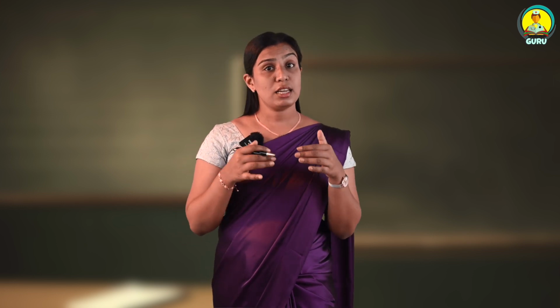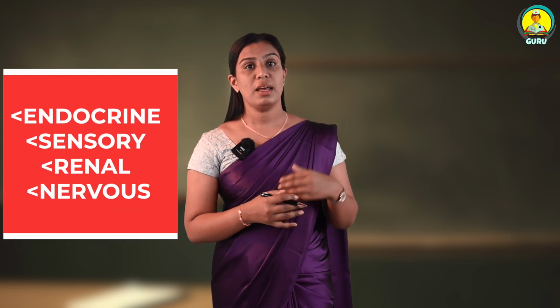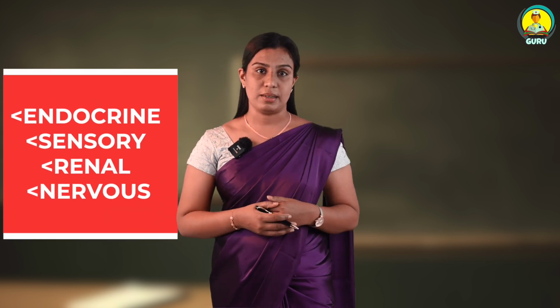Next category of questions are very short answers or differentiate between. This type of question carries a total of 2 marks and it will be asked from introduction to anatomical terms and organization of the human body. We know that this is the first unit. Next is endocrine system, sensory system, renal system and the nervous system.